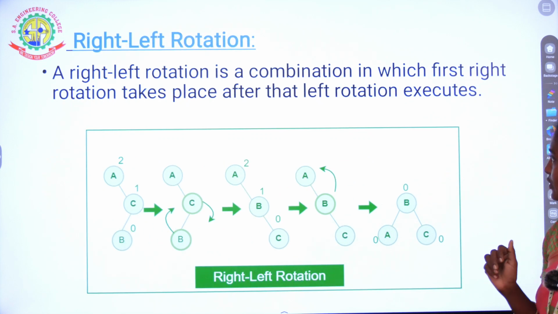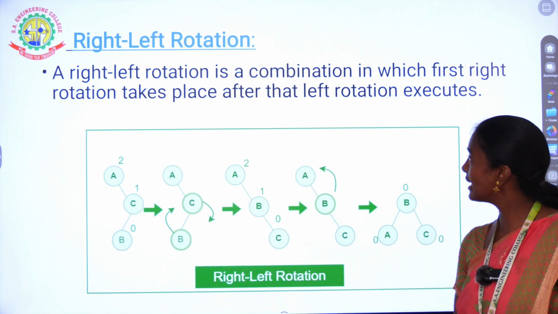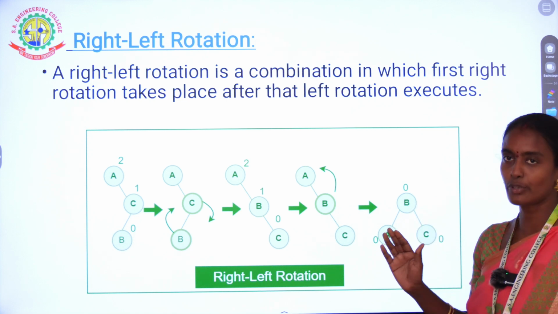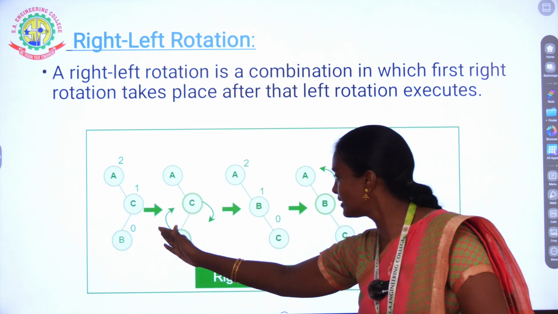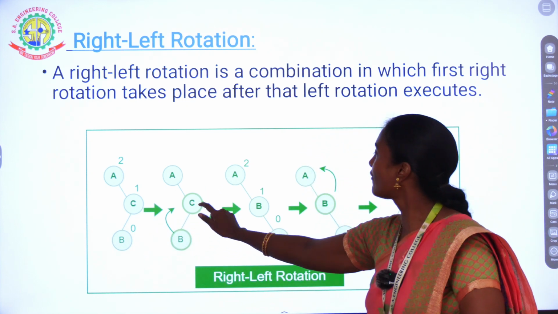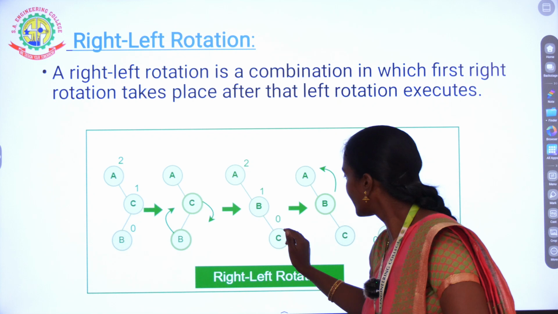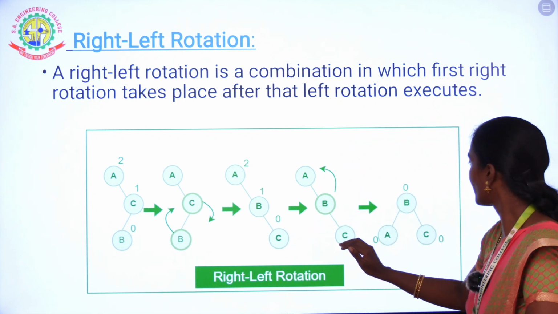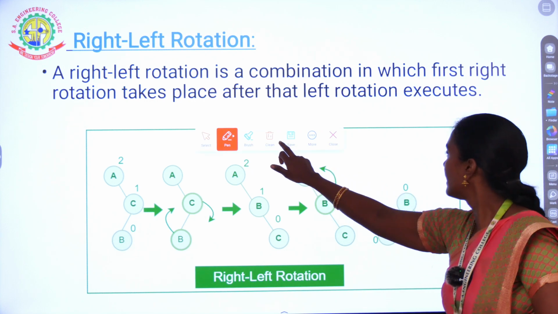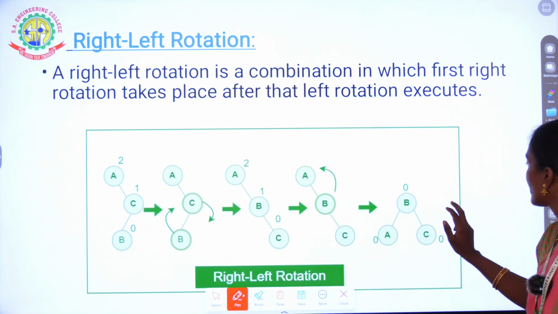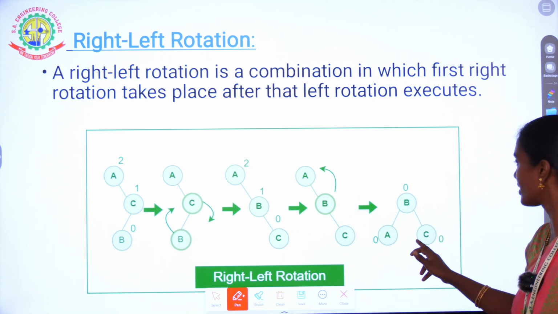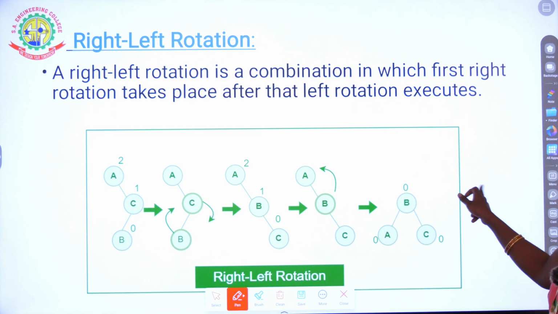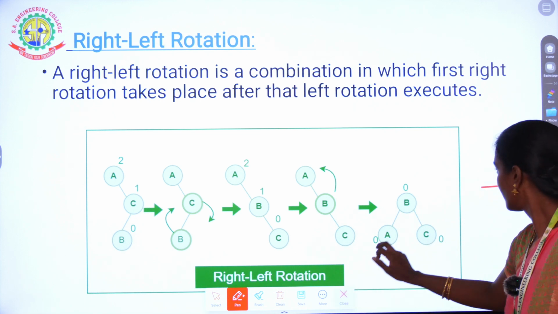Likewise for the right left rotation. Right left rotation is a combination in which first a right rotation takes place, after that a left rotation executes. So the tree looks like this before rotation. First we perform the right rotation. Now the tree becomes like this, and again we perform the left rotation. Finally we got the tree like this. Now we check the balancing factor for this tree. We get 0, so this also satisfies the condition.